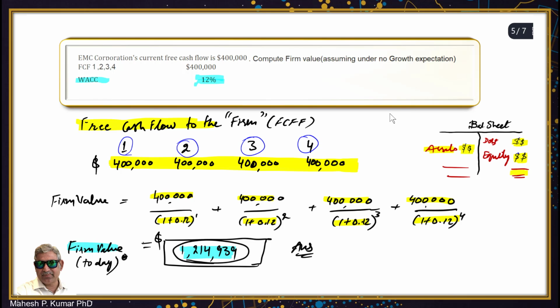But here we had taken a couple of assumptions, remember, and the major assumption is that this 400,000 is cash flow to the firm and it is a constant number, so there is no growth happening here. So we are assuming that there was no growth expectation in cash flow. Then we can use simply the discounting of cash flows to calculate the firm value.